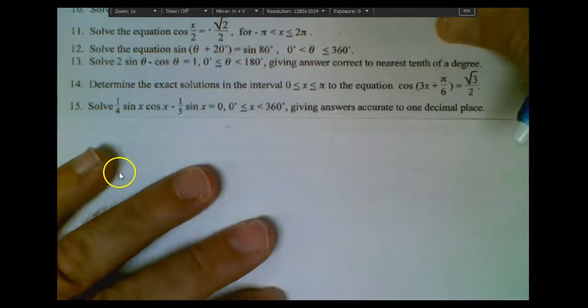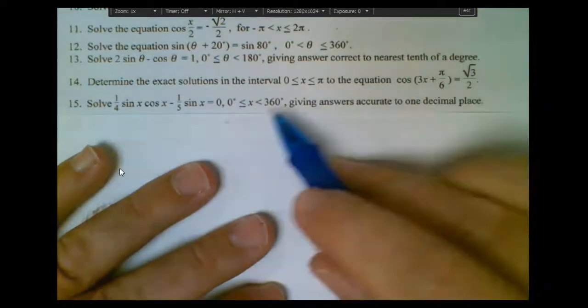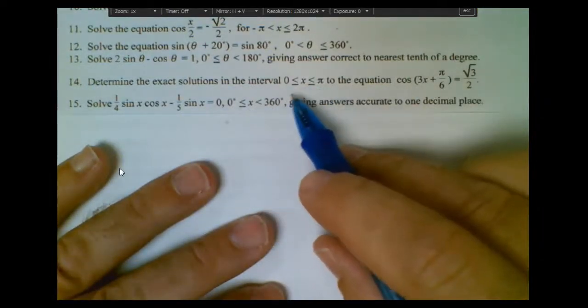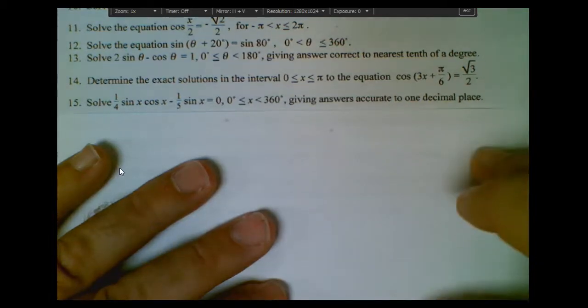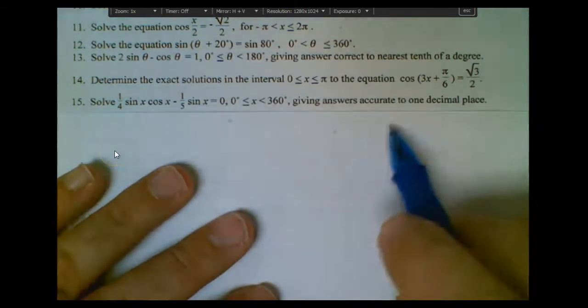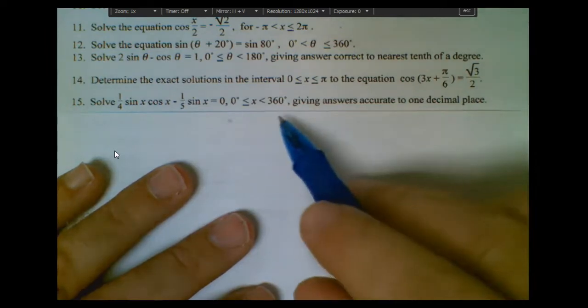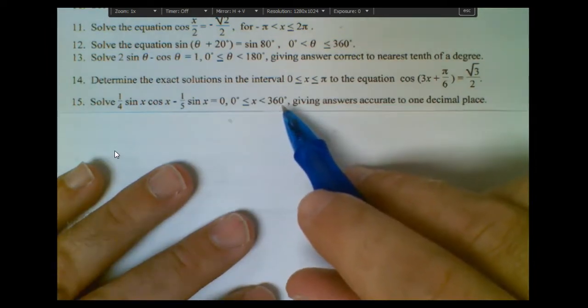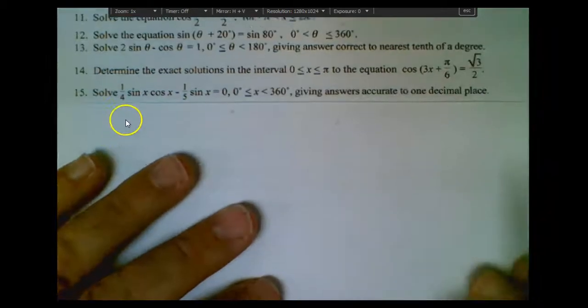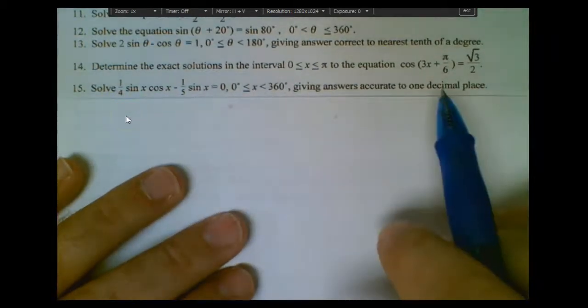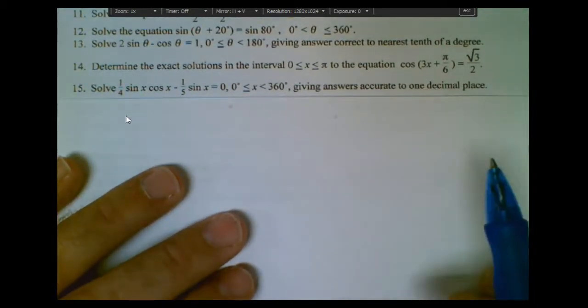All right, moving on to 15. I'm switching now back into degrees. Notice the given domains will tell you what to do these in. And so this one says accurate to 1 decimal place, which means I got to use my calculator. And my calculator, according to this, needs to be in degrees. So really important that you notice all those things. Make sure we follow directions to get all the points correct on our test.